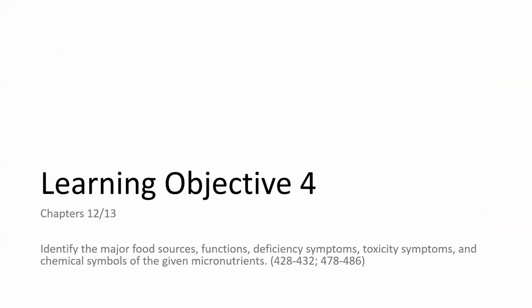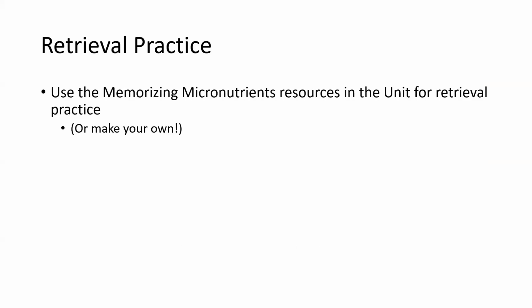Okay, moving on to learning objective 4. It is to identify the major food sources, functions, deficiency symptoms, and even toxicity symptoms, as well as the chemical symbols of specific micronutrients.